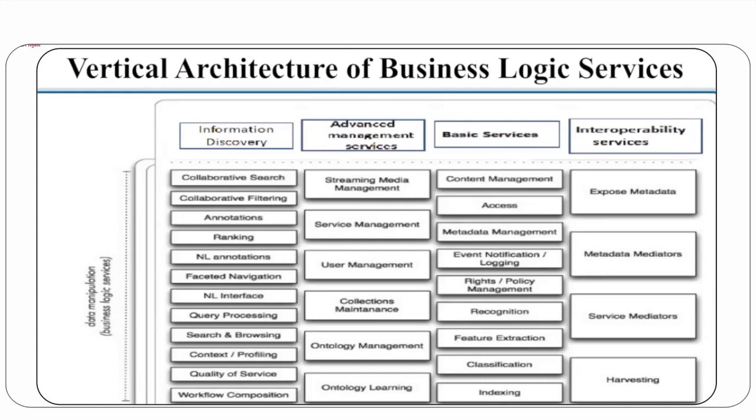The data manipulation services layer of the semantic digital library is presented in four vertical layers. These four layers are based on the role that they play in interaction with end users in the semantic digital library. Number one, information discovery, such as access, search, browsing. Number two, advanced management services. Number three, basic services. And number four, interoperability services.